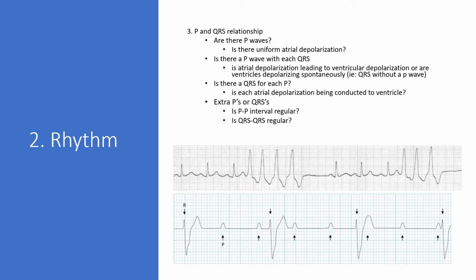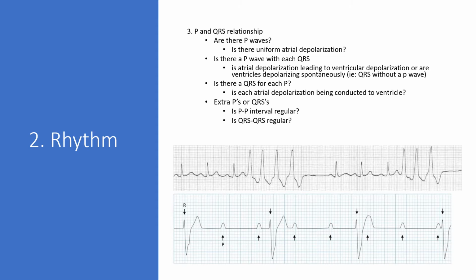The next question, is there a QRS for each P? Every time I have an atrial depolarization, is it being conducted to the ventricles? Or is there, say, a block where some of my atrial depolarizations are not conducted? Let's look at the example down here. I have a P wave without a QRS, a P wave without a QRS, a P wave with a QRS, but now at a really long interval.